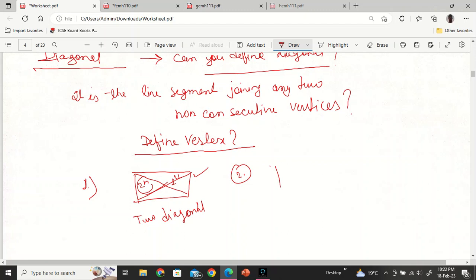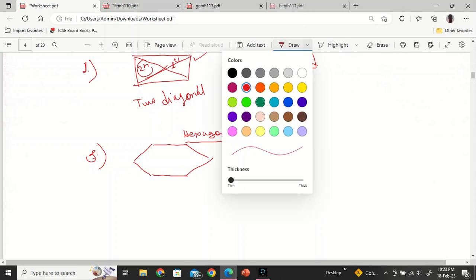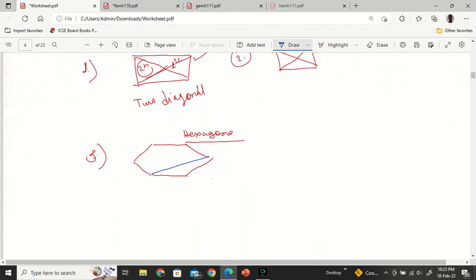So a square should also have only two diagonals. But can you tell me how many diagonals this figure has? This is a hexagon. So now it will be very difficult to count. See how many diagonals we can draw. See, this is the first, because a diagonal is any line segment joining two non-consecutive vertices.